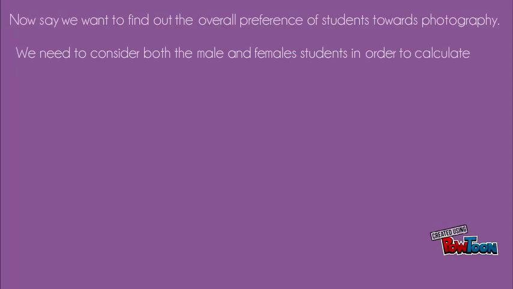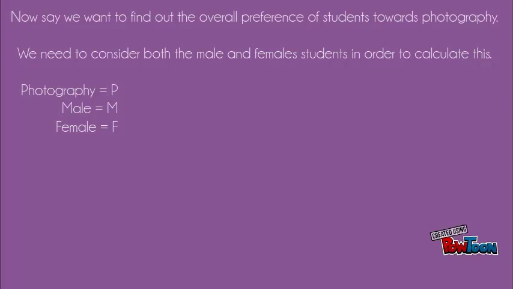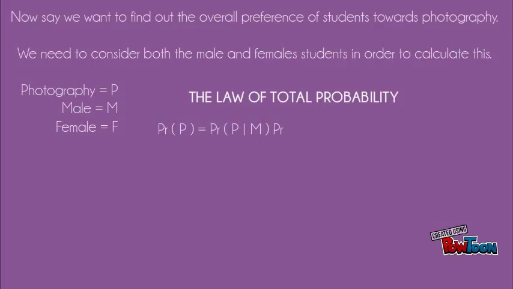Now say we want to find out the overall preference of students towards photography. We need to consider both the male and female students in order to calculate this. Let's label the preference for photography as P, male students as M, and female students as F. To make our calculation, we need to use a new formula, the law of total probability.